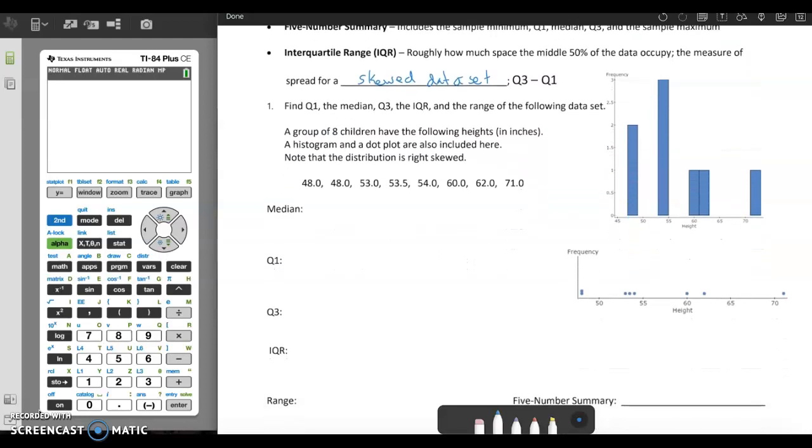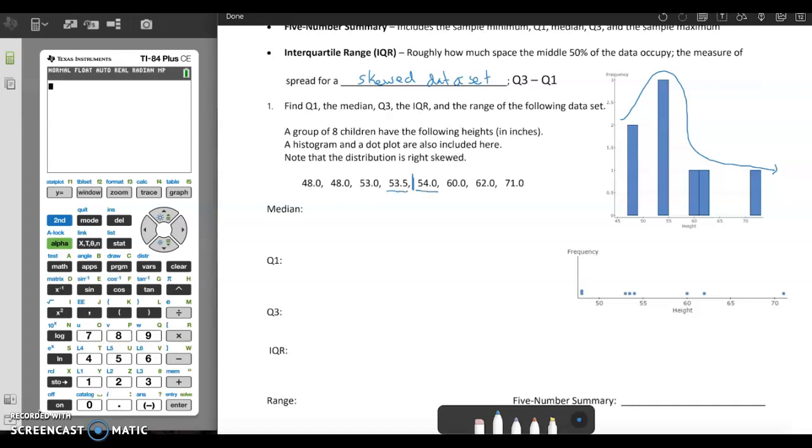So we have a set here of data, and we want to find Q1, the median, Q3, and the IQR, and the range for the following data. We've got a group of 8 children, and their heights are given in inches. A histogram and a dot plot are also shown, and it says, note that the distribution is indeed right skewed. There's like a peak, and then this would form a tail off to the right. Okay, we've talked about finding the median before. To find the median, we find the very center value here, but since we have 8 values, there is no center. The median ends up falling between the 2 values that are in the center.